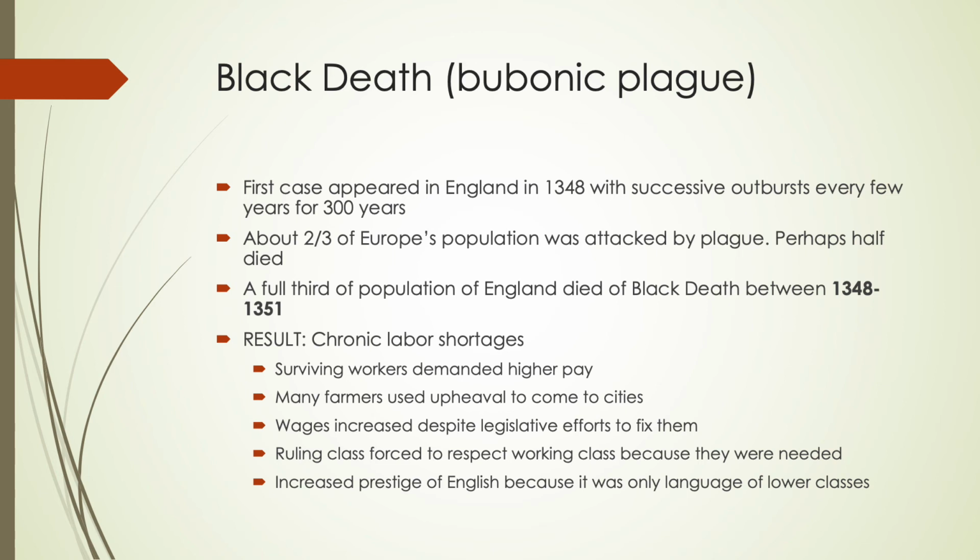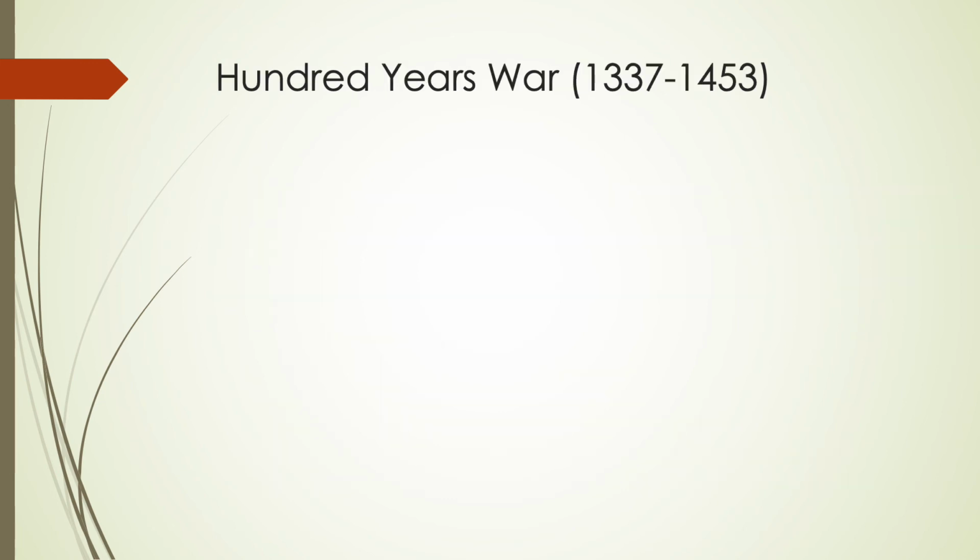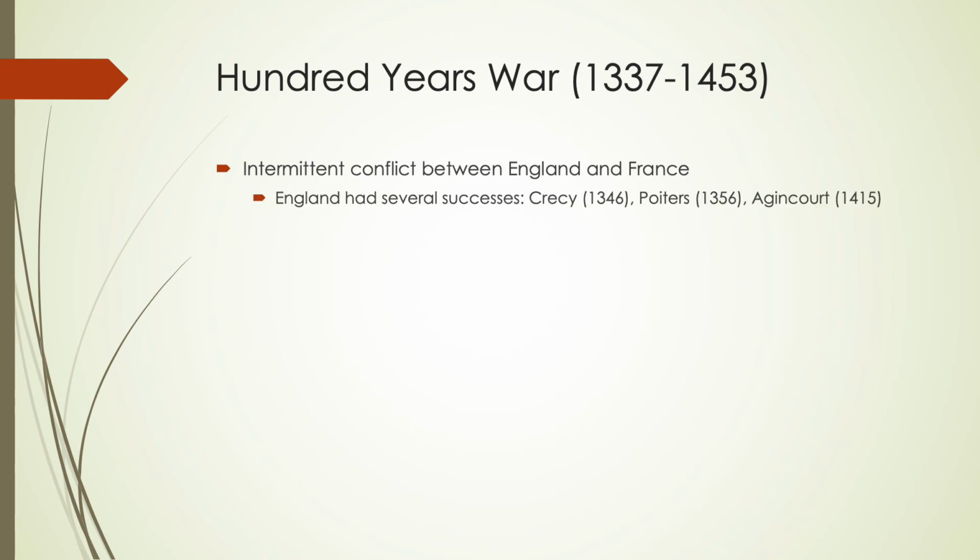The other major event, the Hundred Years' War, overlaps with this time period and refers to a period of intermittent conflict between England and France. So this wasn't something that was continuous for over 100 years, but had intermittent fighting. There were several successes during various periods of time, battles at Crécy, at Poitiers, at Agincourt. And so we see these dates sprinkled throughout this time period.